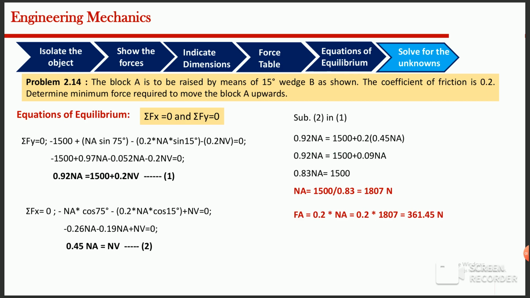From the two equilibrium equations, we substitute one equation into the other. This gives the normal reaction between block A and the wedge. The calculated value of NA is approximately 1807 newtons. Using the friction relationship, the corresponding friction force is approximately 361.95 newtons.